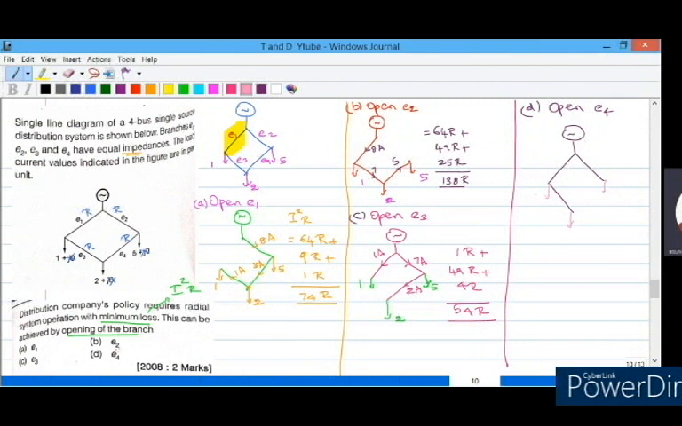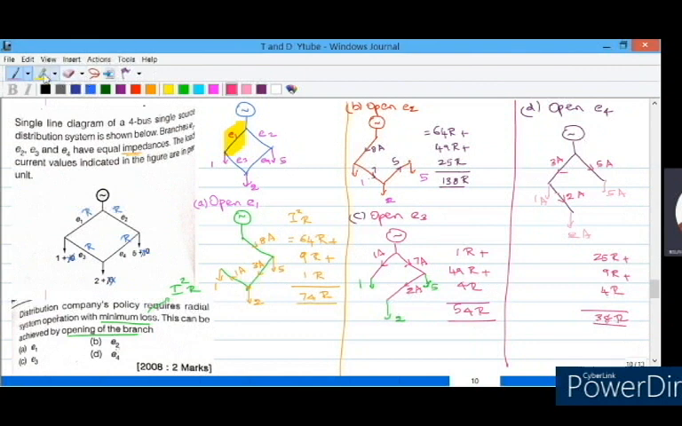It is 1 ampere here, 2 ampere here, and it is 5 ampere here. Now let's find the current. As 5 ampere flows here, definitely 5 ampere will flow in this branch, and here it is 2 ampere, and here it will be 3 ampere, because 2 plus 1, here it is 3. Now let's find the power loss here. So here it is 25R, and here it is 9R, and here it is 4R. Now if you add everything, the answer is 38R.